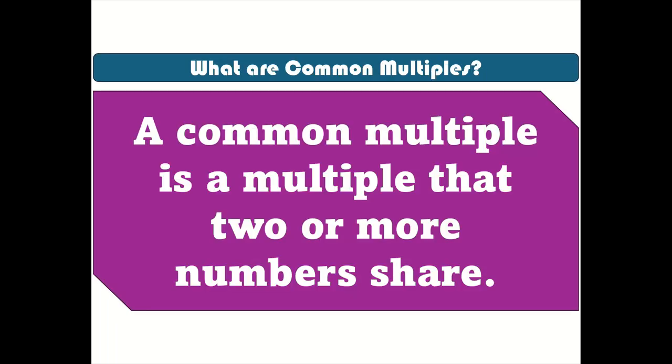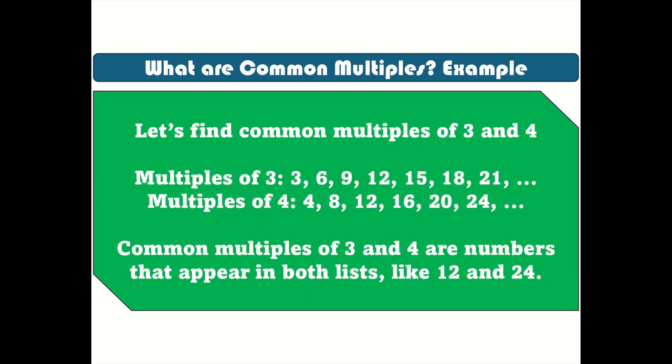What are common multiples? A common multiple is a multiple that two or more numbers share. Example, let's find common multiples of 3 and 4. Multiples of 3 are 3, 6, 9, 12, 15, 18, 21. Multiples of 4 are 4, 8, 12, 16, 20, 24. Common multiples of 3 and 4 are numbers that appear in both lists, like 12 and 24.